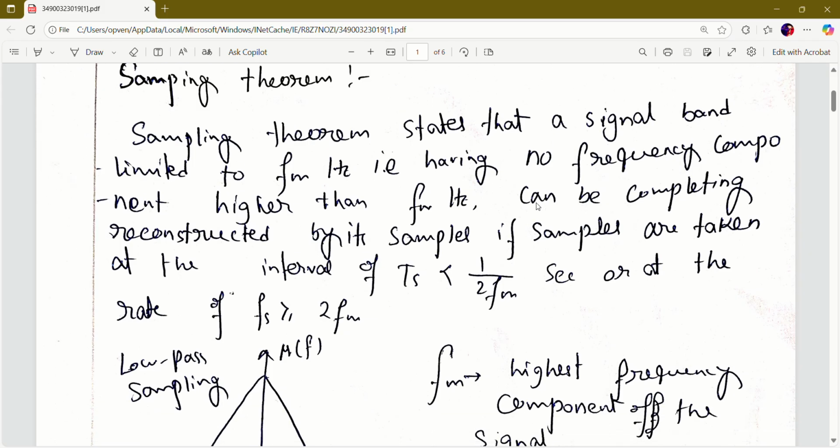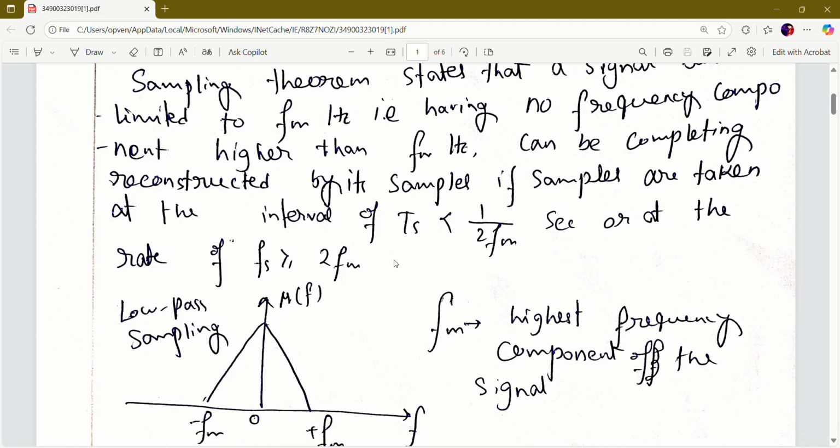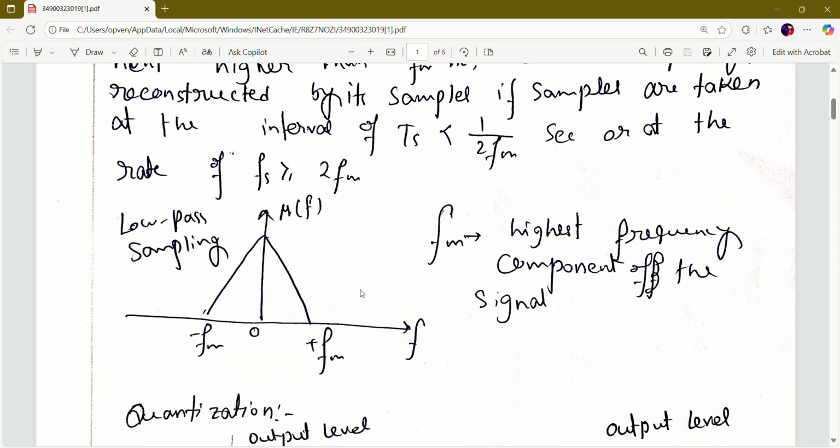Sampling theorem means if a signal is band limited to a maximum frequency, meaning it has no frequency component higher than that, then it can be completely reconstructed if it is sampled at a rate that is at least twice the maximum frequency. Means fs needs to be greater than or equal to 2 fm. Here fm is the highest frequency component.